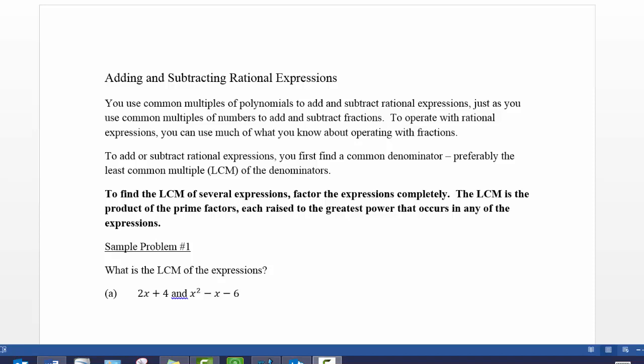In the last lesson, you learned how to multiply and divide rational expressions. So we're going to move forward in this lesson with adding and subtracting rational expressions. Now, since a rational expression is in a fractional form, all of the skills that you learned to add and subtract fractions back probably in elementary school and middle school still apply.